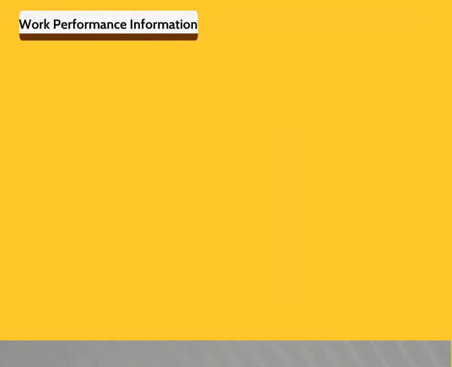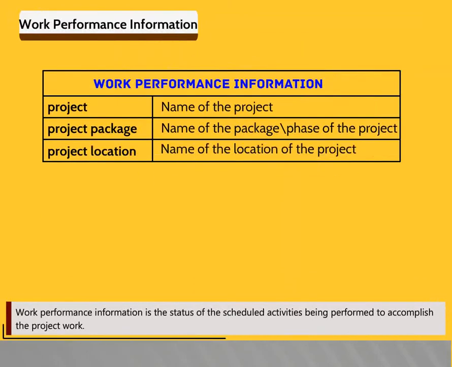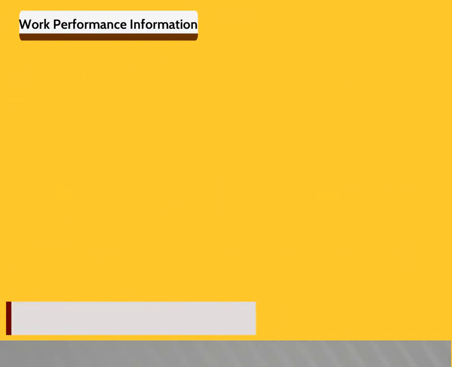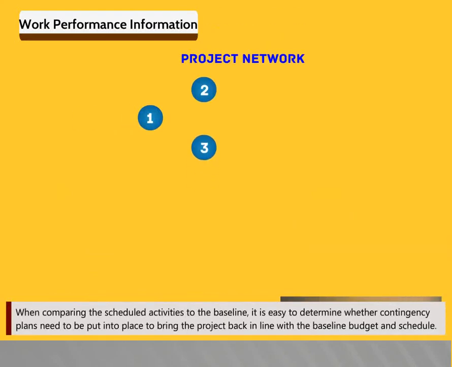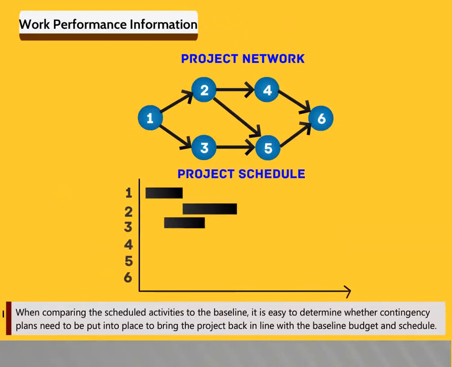Work performance information. Work performance information is the status of the scheduled activities being performed to accomplish the project work. When comparing the scheduled activities to the baseline, it is easy to determine whether contingency plans need to be put into place to bring the project back in line with the baseline budget and schedule.